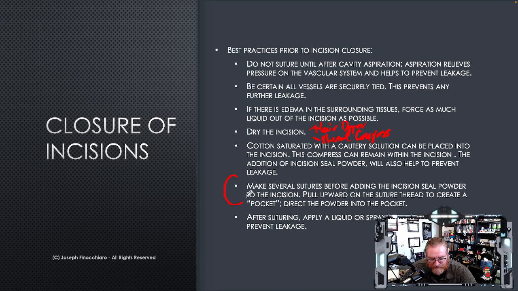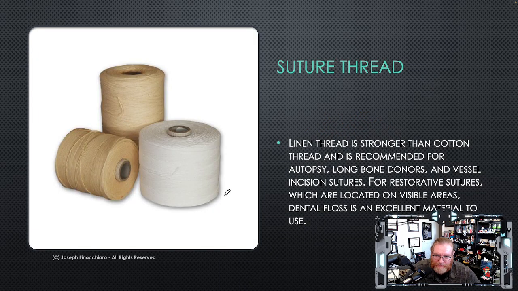So let's talk about this for a second. When you are adding your incision seal powder, you really should do what this book is recommending. Make your first couple of stitches, pull up a little bit to make the pocket, and then place the tip of the applicator inside the pocket and put in your incision seal powder. What you should not do is let the tip of the applicator come into contact with any moisture or the surrounding tissues, because what will happen is the incision seal powder will activate and it will start to clog the tip of the applicator. After suturing, apply a liquid or spray sealant to the area to prevent further leakage.